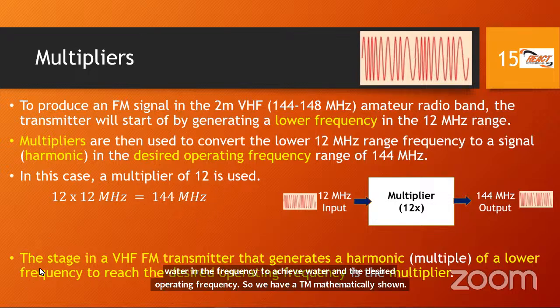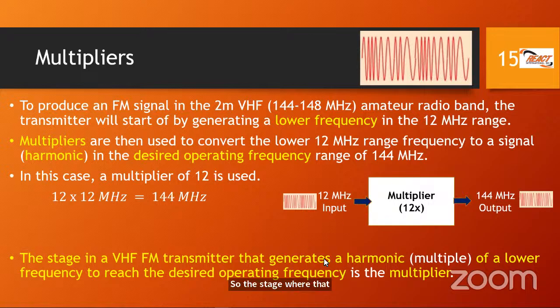So an exam question is about the stage in a VHF FM transmitter. You have different stages. We have shown block diagrams of what a transceiver, a receiver or a transmitter is. The stage where the frequency generates a harmonic or a multiple of a lower frequency to reach what you're trying to achieve, in other words 144 in this case, is called the multiplier stage of the radio. So that's an exam question. You want to know what stage does the multiplication? It's the multiplier stage in your radio.